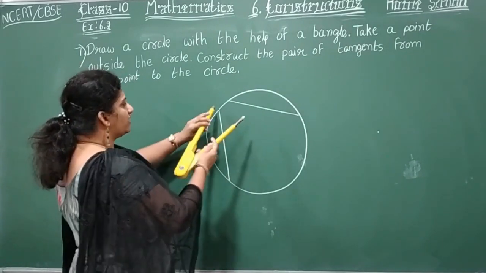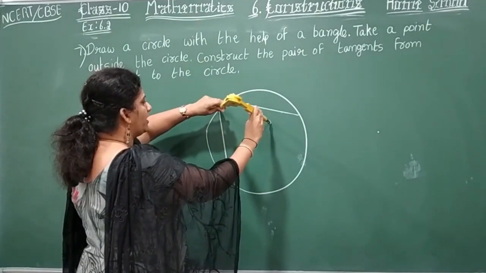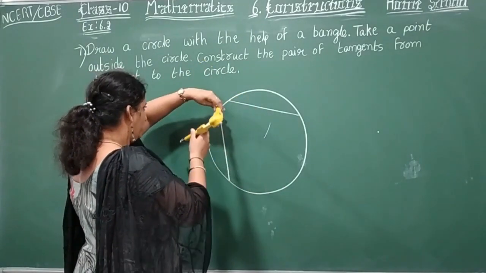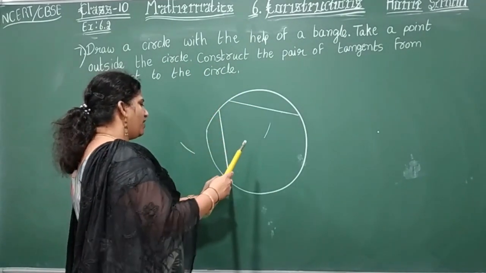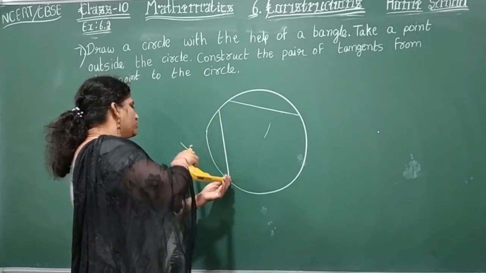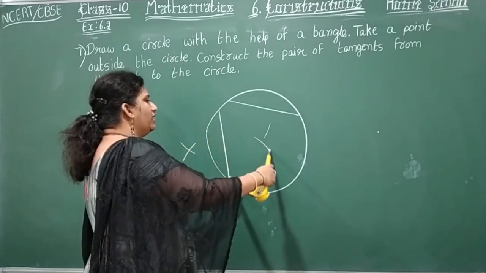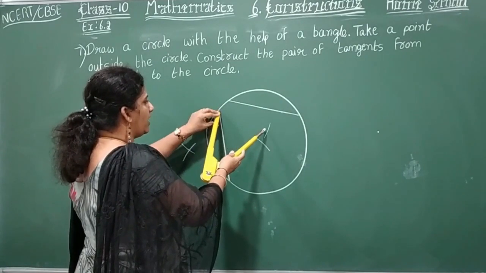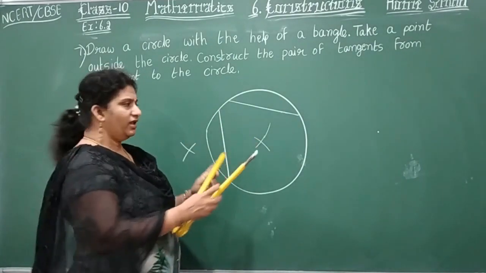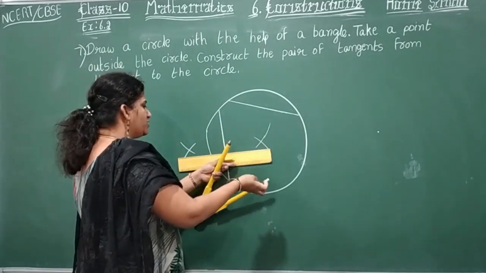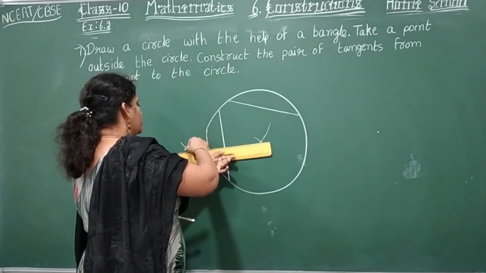Let's see here, children. From one end, more than half the chord length, draw an arc here, and again on this side. Then from here, join. And here I need to extend the arc, children. So, okay. Now, join these two, children.